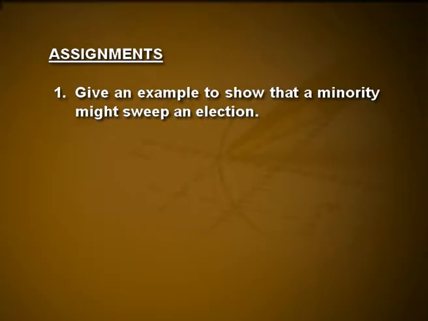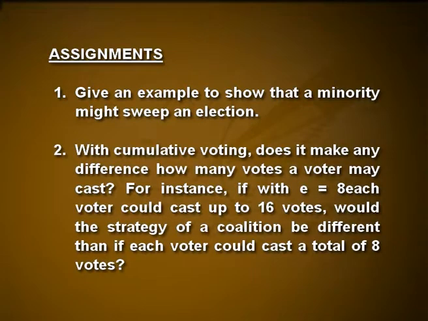For further understanding of the topic, try out these exercise problems. First one, give an example to show that a minority might sweep an election. Second one, with cumulative voting, does it make any difference how many votes a voter may cast? For instance, if with E equal to 8, each voter would cast up to 16 votes, would the strategy of a coalition be different than if each voter could cast a total of 8 votes?